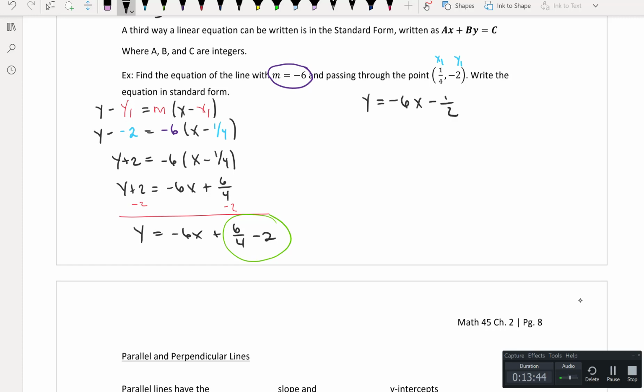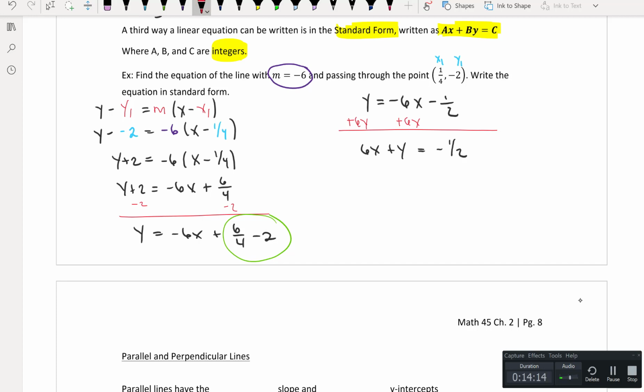Okay, so remember what this is asking me to do. It wants to make sure that you write it in standard form, which is ax plus by is equal to c. And don't forget that they have to be integers. So I'm like, okay, so the x has to be written first. So I'm going to go ahead and add 6x to both sides. So when I do that, I will get 6x plus y is equal to -1/2.